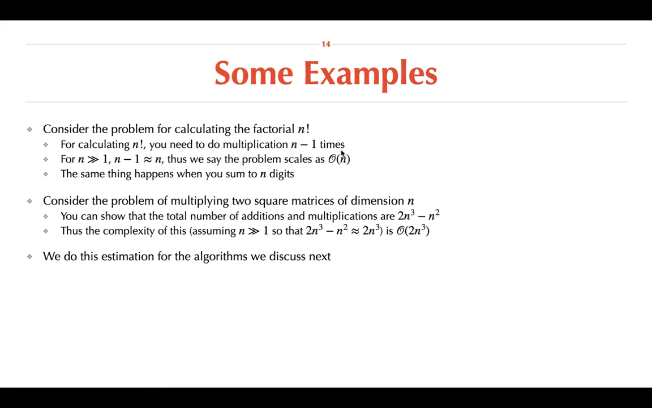The same thing will happen when you sum n digits. So let's say you have 1 plus 2 plus 3 plus 4 plus 5. When you sum 5 digits, you have to perform 4 additions. First 1 plus 2, then you add it to 3, then you add it to 4, then you add it to 5. So in total you perform 4 additions. Some more examples: when you multiply 2 n cross n matrices, you have to perform 2n cube minus n square number of operations. So this scales as O(n cube), and so on. We will discuss this complexity calculation for other algorithms like Gauss-Jordan elimination and Gauss elimination.